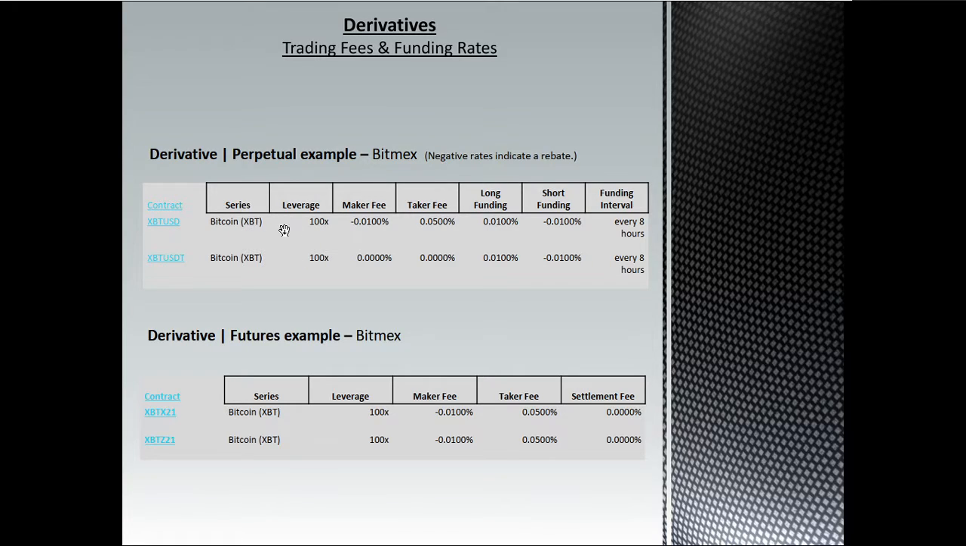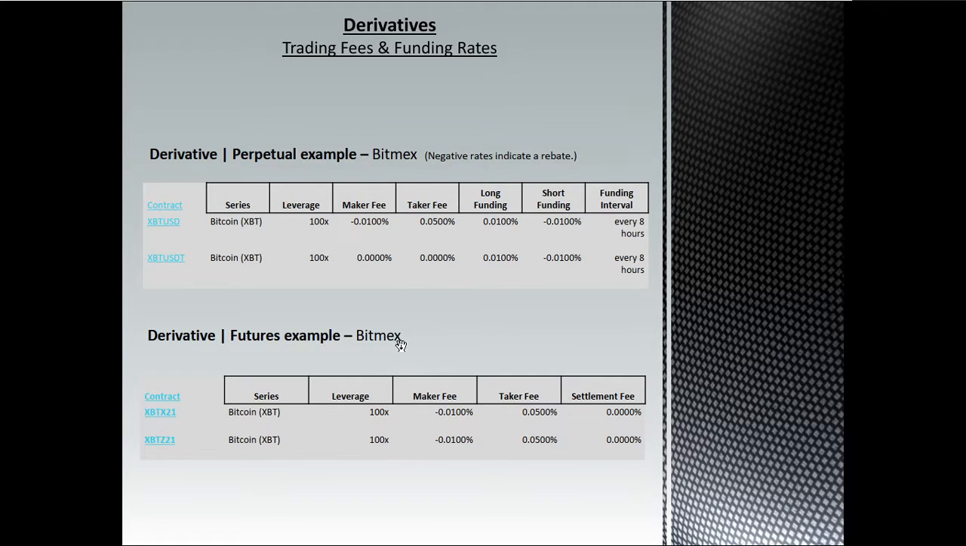Their max leverage is 100x for the XBT perp. Their current maker fee is negative 0.01. Their taker fee is 0.05. And right now, at the time, shorts were paying longs.